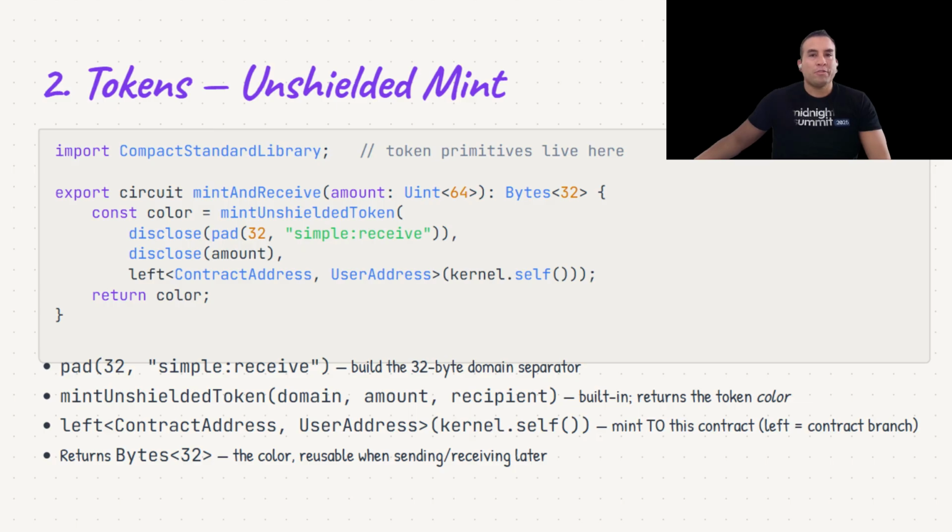Wrap in left, because the left branch of this particular union means contract. The built-in hands back the token color, a 32-byte identifier, and the circuit returns that to the caller. Everything goes through disclose because remember, unshielded tokens are public by design. All right, one circuit down. The rest are variations of this theme.